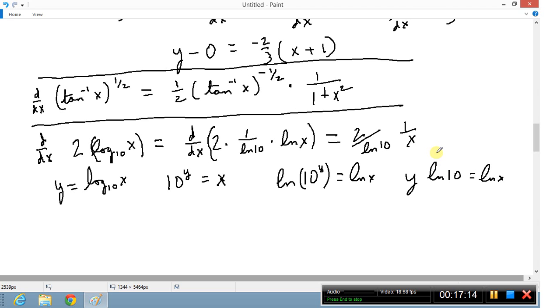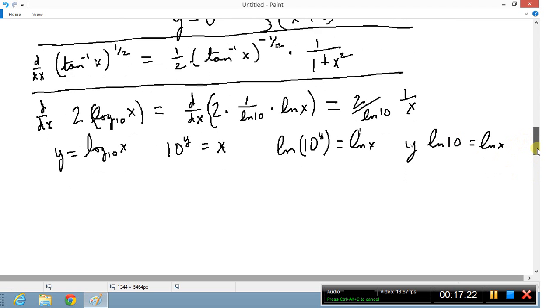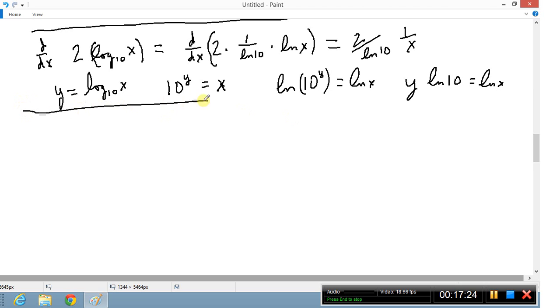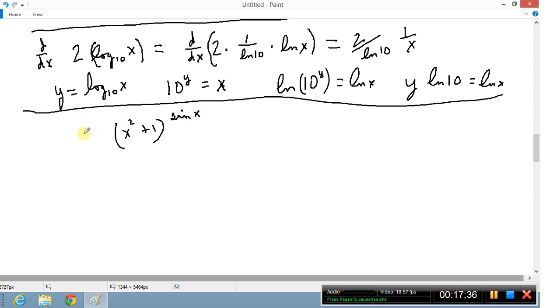Okay, that takes care of number 11. Number 12, we want to use logarithmic differentiation to find the derivative of x squared plus 1 to the sine x power. So the first step is to let y equal that, then take the log of both sides. So the natural log of y is the natural log of this. The reason we do that is to make the exponent come down.